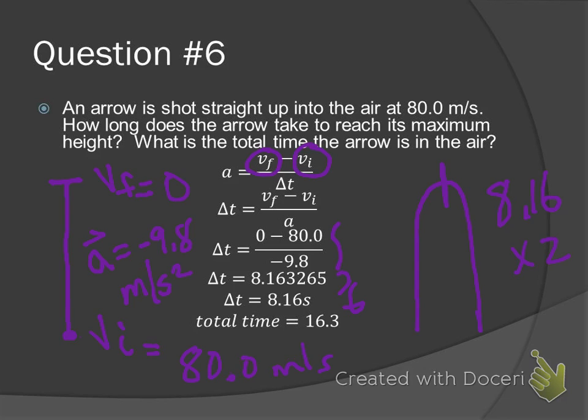It takes 8.16 seconds to move up to the top, and then 8.16 seconds to come back down to the bottom. So you can assume that the time it takes to get to the peak is the same amount of time that it takes to get to the bottom. That is really to do with the law of conservation of energy, which is something that we'll focus more on when we get into that energy unit.